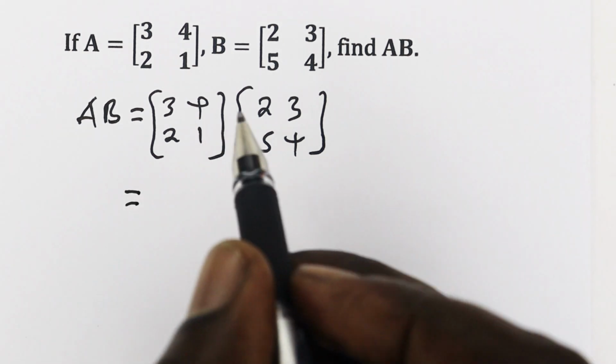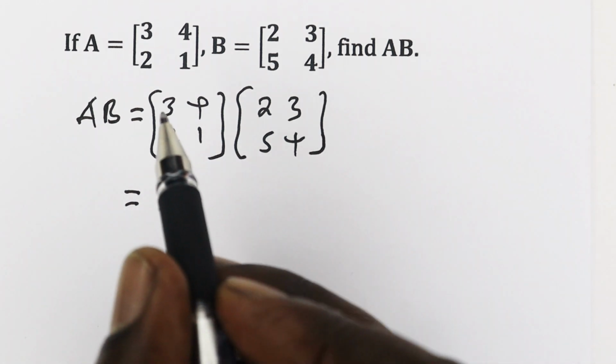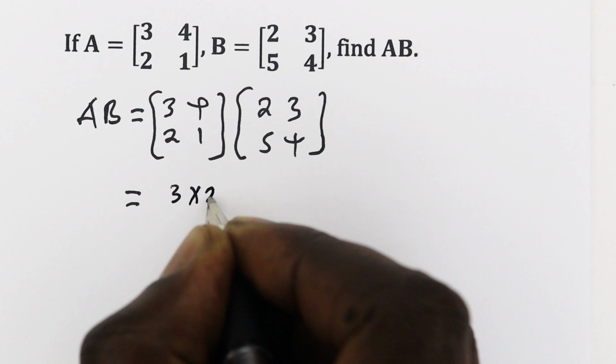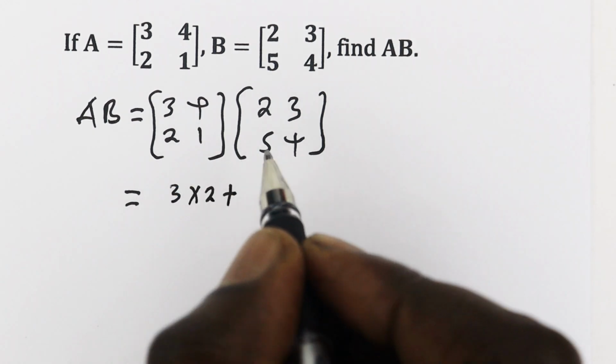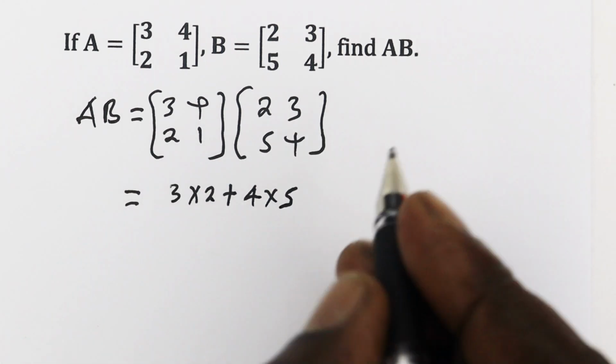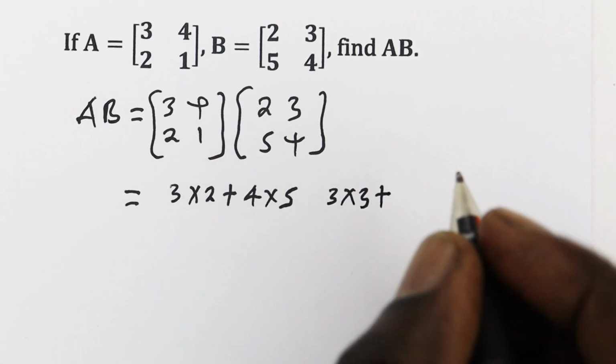So to multiply, you just take the rows multiply the column. So we're going to take the first one, that is 3 times 2 plus 4 times 5. And then we're going to take 3 times 3 plus 4 times 4.